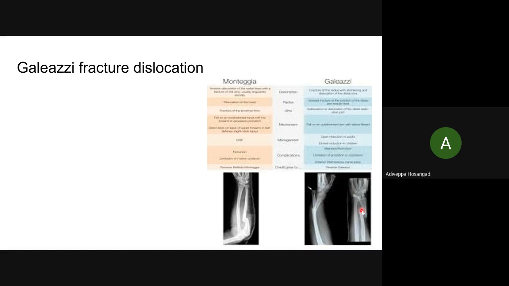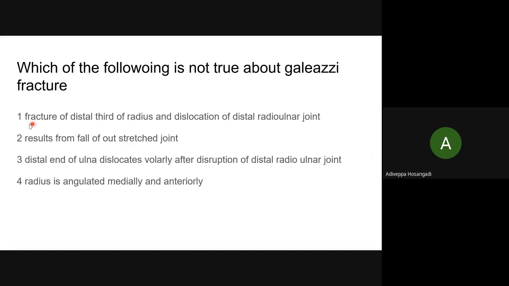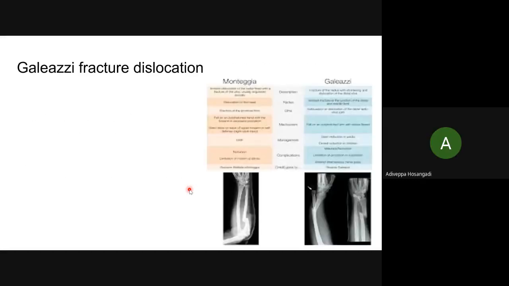Which of the following is not true about Galeazzi fracture? So distal third of radius and dislocation, yes, it is correct. Result of fall on outstretched hand, force injury, yes, it is correct. Distal end of ulna dislocates dorsally after disruption of DRUJ. Radius is angulated medially and anteriorly. Sir, this picture, you will not forget. Look at this.